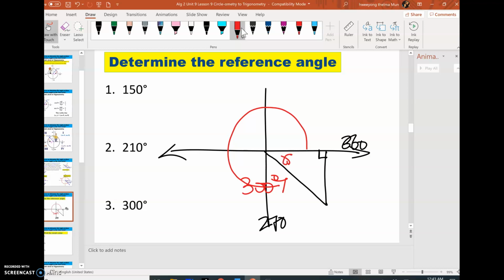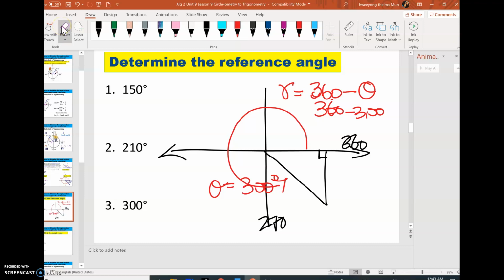So what would be the formula to find the reference angle in the fourth quadrant? It's going to be 360 minus theta. If this was theta, that would be 360 minus 300, which is going to give us 60. So this angle right here, this reference angle, is going to be 60 degrees.